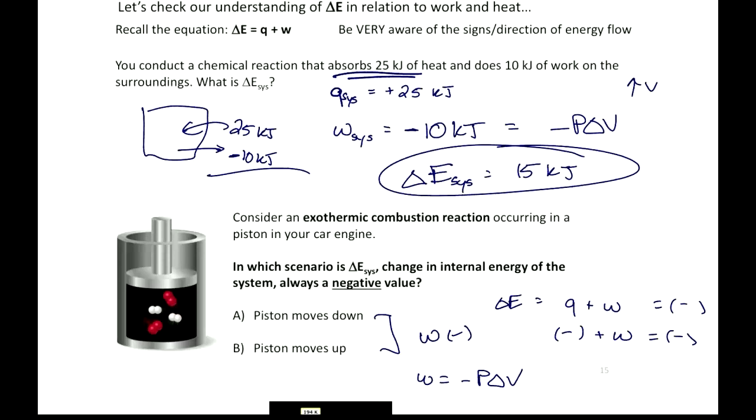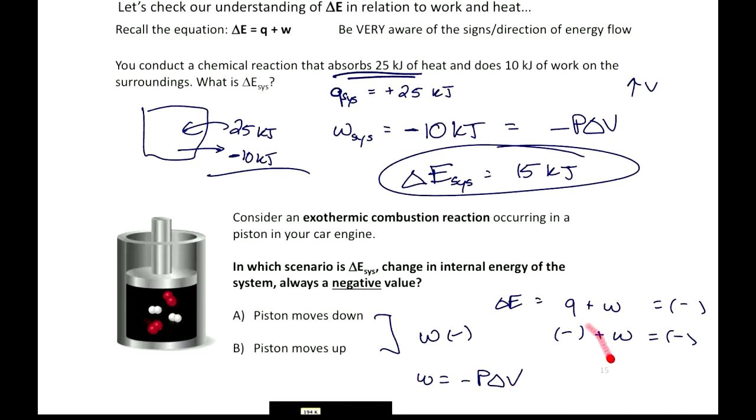A or B? B, yes, when the piston moves up. Yes, because when the piston moves up, volume goes up, all right? So we see a positive change in volume. So if there's a positive change in volume times a negative value, work is negative.